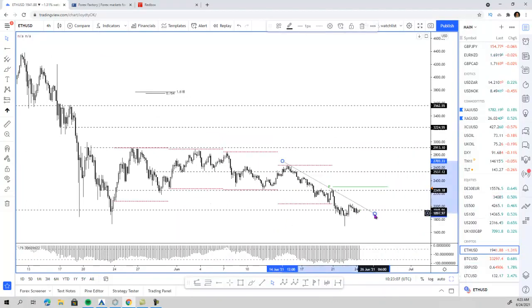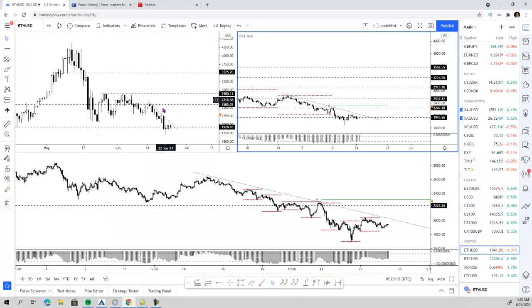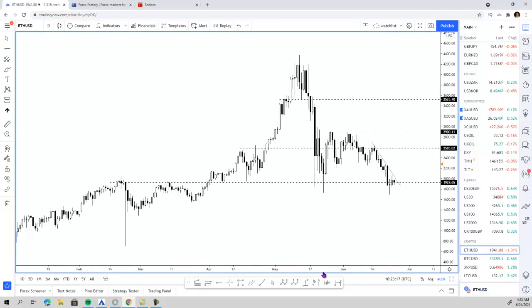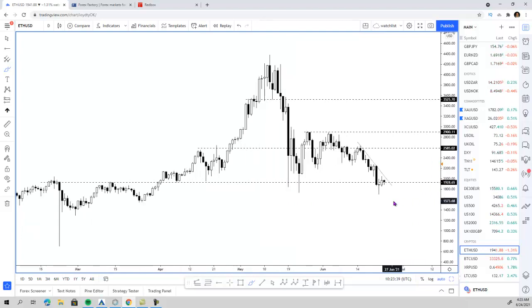Well, Ethereum is creating quite the setup, right? At the very lows of the move. On the daily, same story. Price faked out below these previous highs that got broken. With that, this is where we saw buyers just picking up price to all-time highs. And again, back at the end of May, and now again, buyers are picking up price here.